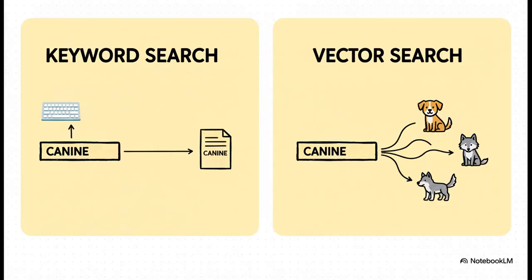Okay, look at this. This slide just lays it out perfectly. On the left, you've got your standard keyword search. It's totally literal. You type canine, you get canine. That's it. But on the right, that's vector search. It understands that canine is an idea, and it goes and finds other things that are conceptually related, like dog, puppy, or even wolf. It's the huge difference between just matching words and actually understanding meaning.